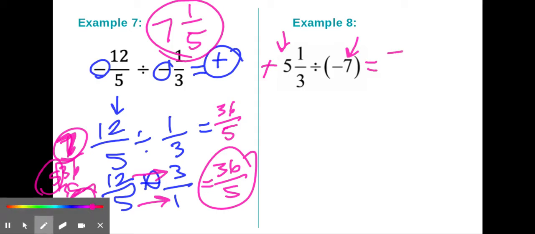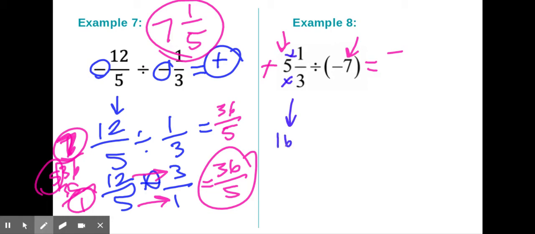So now we do have to do a little bit with this problem. We need to change 5 1/3 into an improper fraction. So remember, to do that, we take the bottom, or the denominator, we multiply it by the whole number, and then we add the numerator. So 3 times 5 is 15, plus 1 is 16, getting ahead of myself.